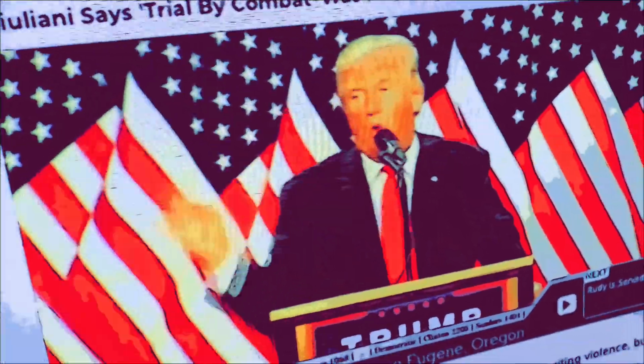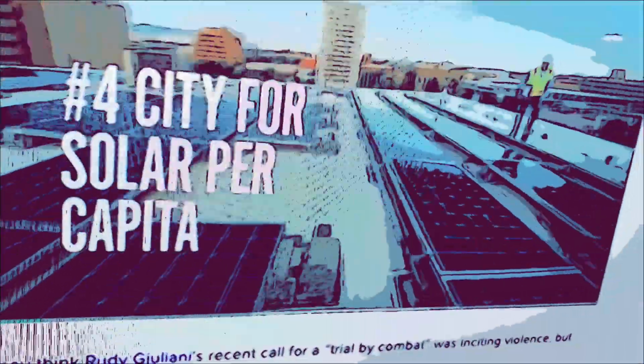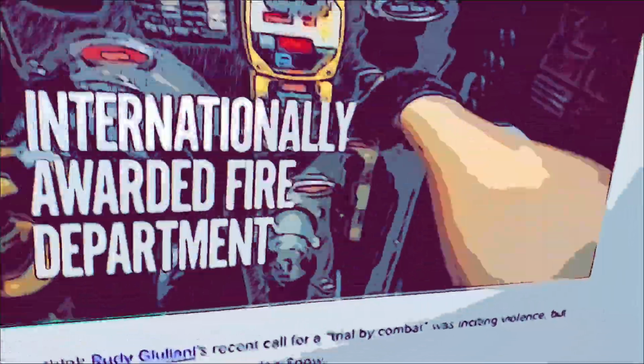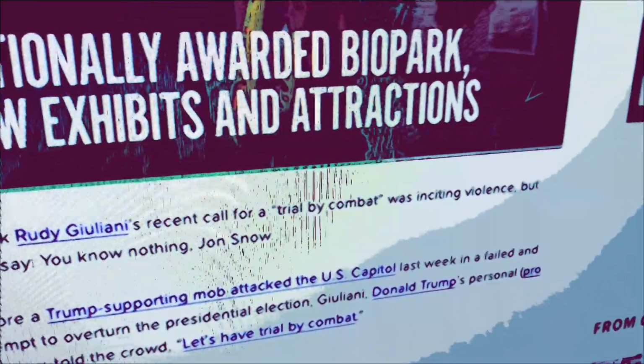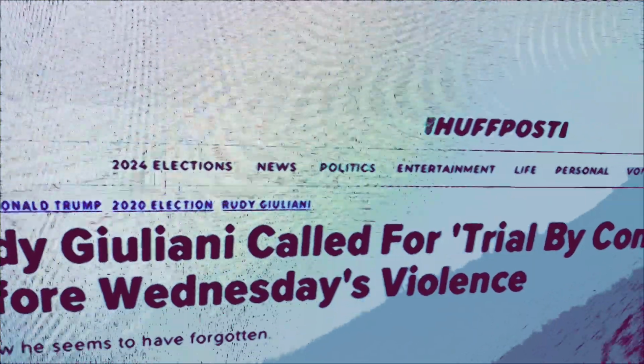Shortly before a Trump-supporting mob attacked the U.S. Capitol last week in a failed and deadly attempt to overturn the presidential election, Giuliani, Donald Trump's personal pro bono attorney, told the crowd, "Let's have trial by combat." And then there's a link to that. Maybe we can get there. This is the Huffington Post. Here we go.